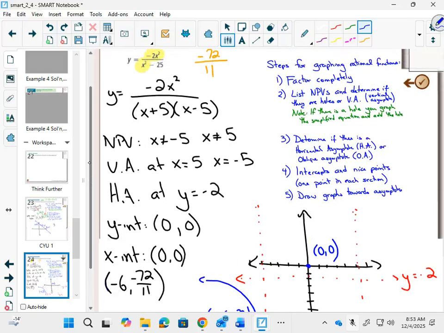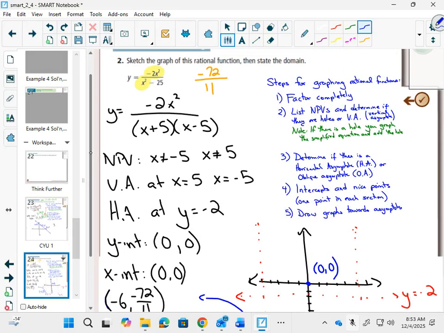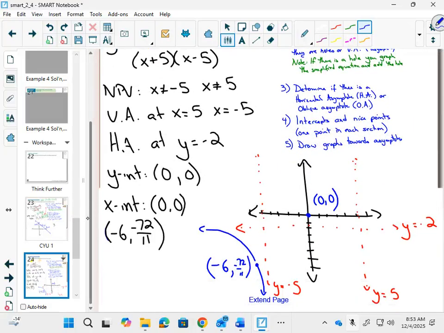The reason I like using the original equation is that, can you see that plugging in a negative number like -6, because it's getting squared, it's going to be positive 36, is going to be identical to plugging in positive 6. So I get (6, -72/11) as well. That's a nice point here in section 3.